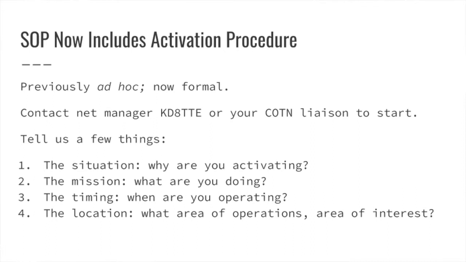You also would have a liaison between your county and COTN, so you can count on either your liaison or the net manager to establish that contact, make sure that we understand your need to operate, and then we can get things started. We need 4 things when you let us know when things are spinning up. Number 1, what's the situation? Why are you activating?